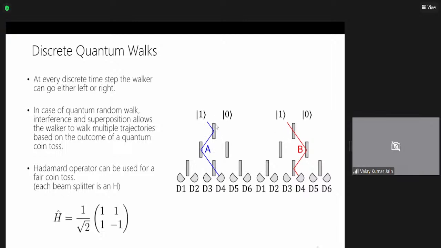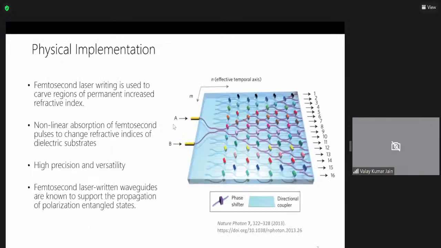But since it's a quantum walk, these paths A and B are going to interfere with each other. This is the interesting thing that happens in quantum walks. And this interference is going to result in all sorts of interesting distributions that we will see later on. So let's talk a little bit about experimentation.